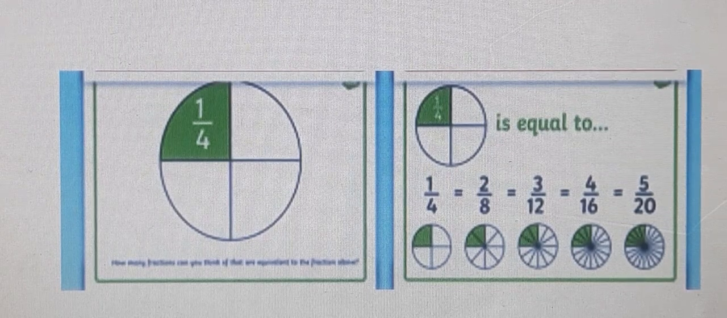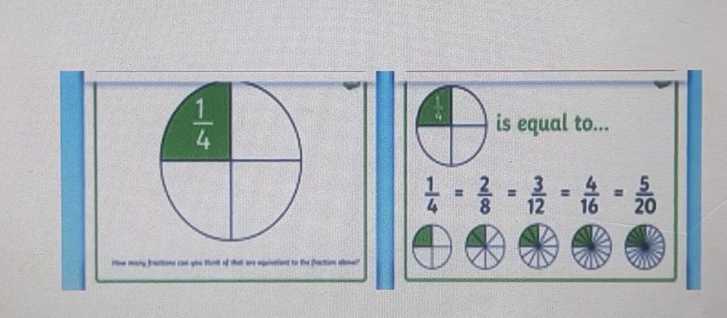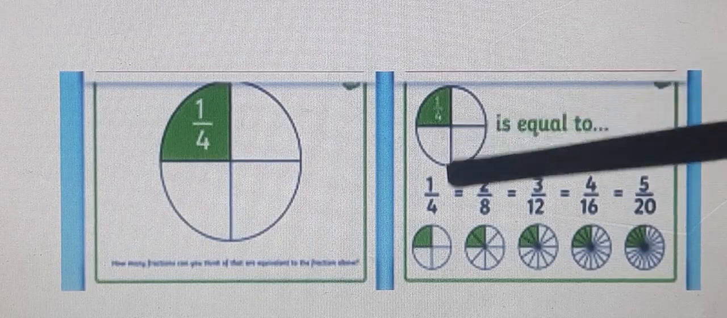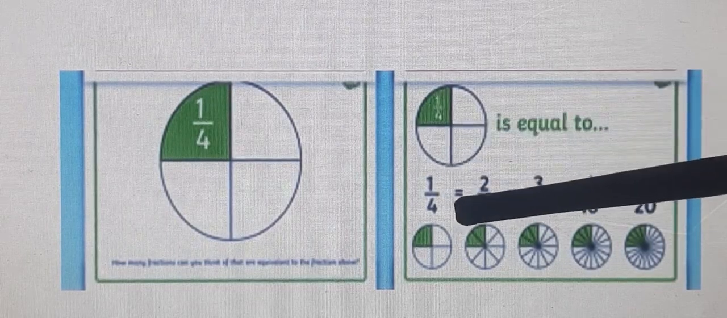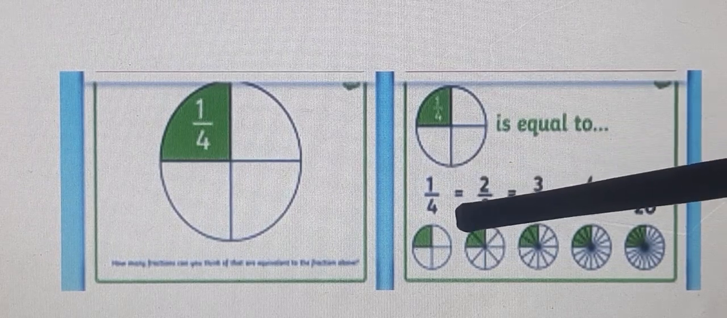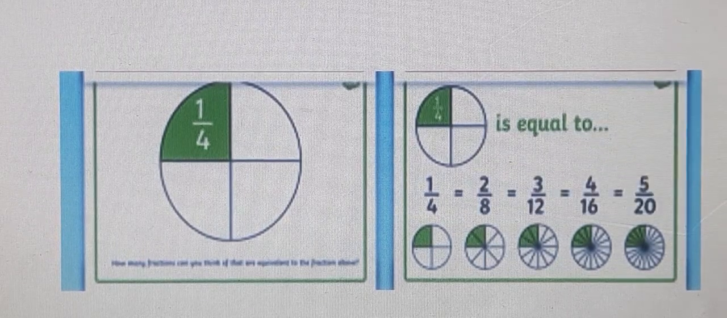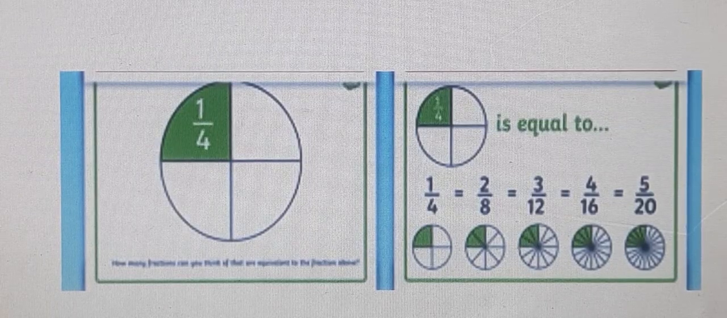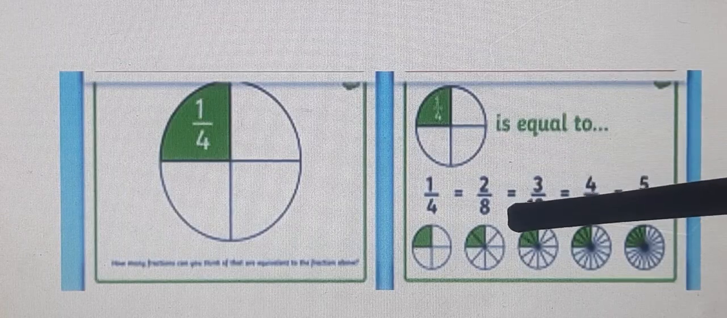How we will get equivalent fractions? You have done in previous class also. If 1 upon 4 is given and we have to find out the next two equivalent fractions, then what we will do? We will multiply numerator with 2 and we will multiply denominator also with 2. With the same number, with same digit we will multiply numerator and denominator. Then we will get 2 upon 8.